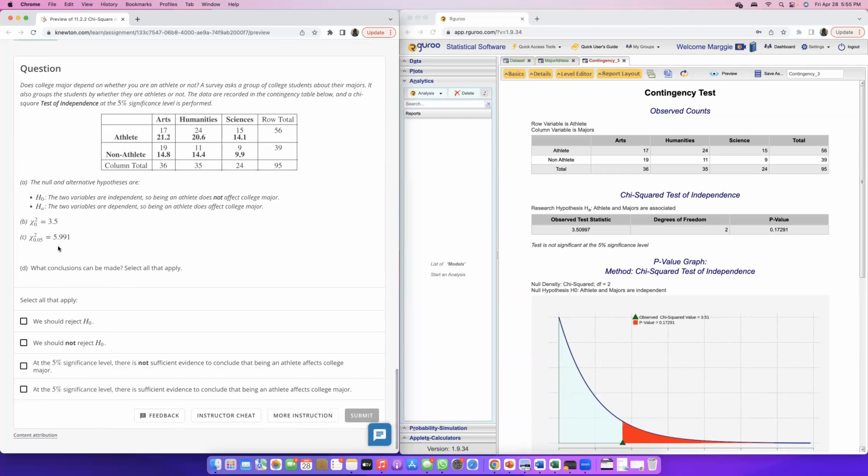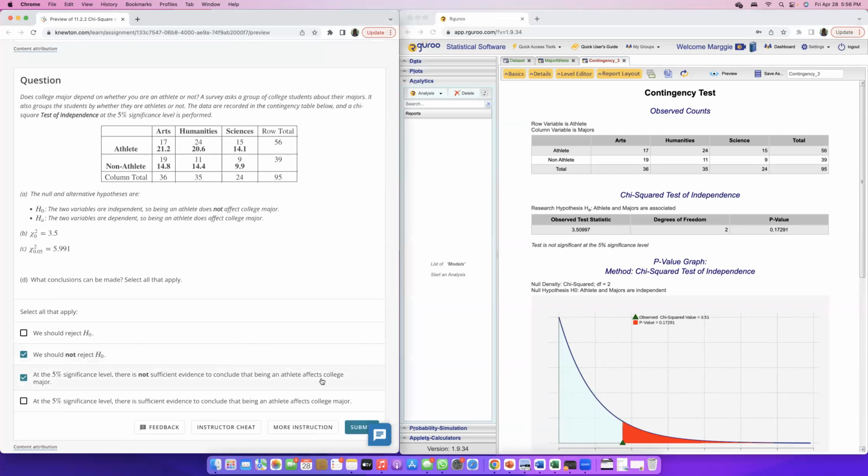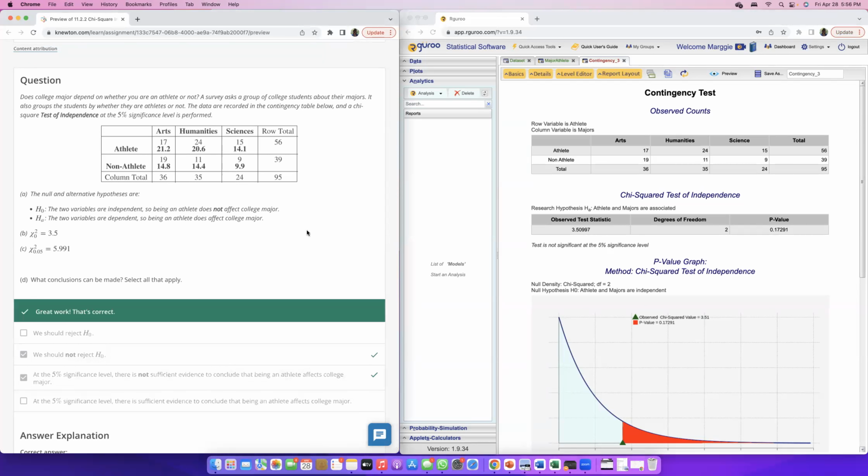All right, so then we need to make our conclusion here. So here we have a p-value of 0.17291. Our significance is 5%. So the test is not significant at the 5% level, meaning that we should not reject the null hypothesis. And if we do not reject the null hypothesis, it's because at the 5% significance level, there is not sufficient evidence to conclude that being an athlete affects college majors.